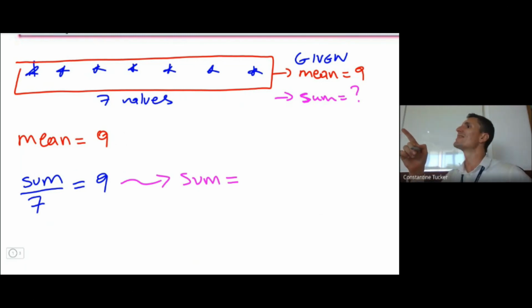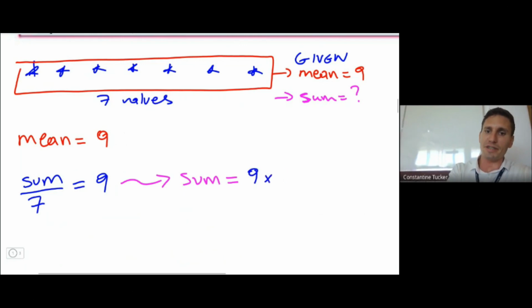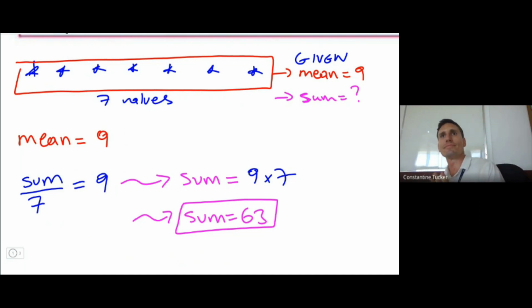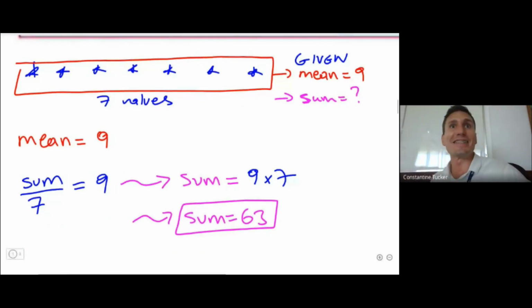It's going to be 9 times 7. 9 times 7 is 63. Exactly. So the sum is 63. So individually, each one of them has a number, and together they equal 63. If we add them all up, we get 63. But we don't know how much each of them is, and we'll never know. All right. Okay, so this is the idea.